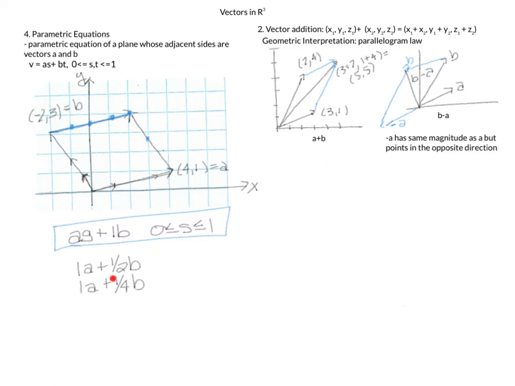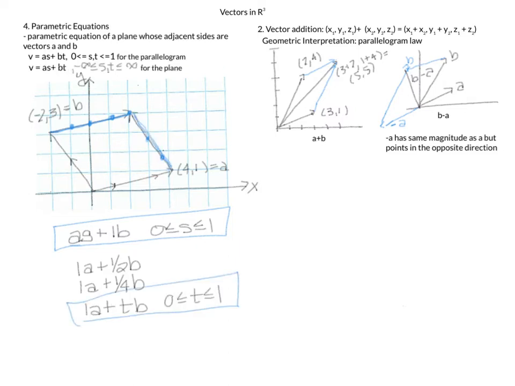I do this for another point, 1 A added to 1/4 B, so here's my 1/4 B, and I'm going to move it so I can use my parallelogram law. I'm going to move my A so it meets my B, and I get this point here.